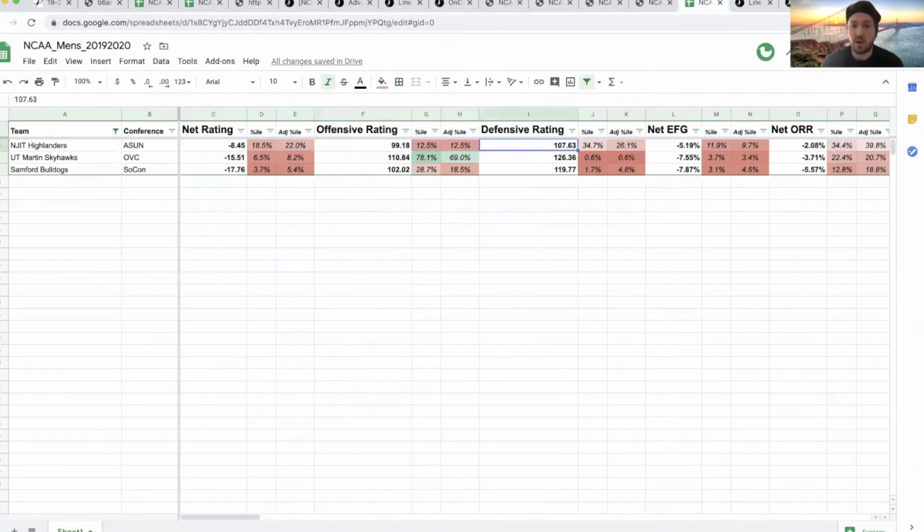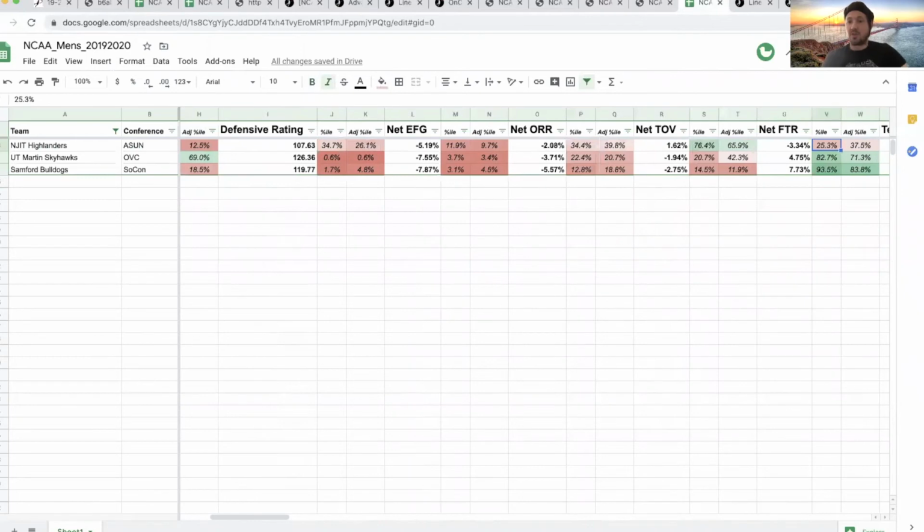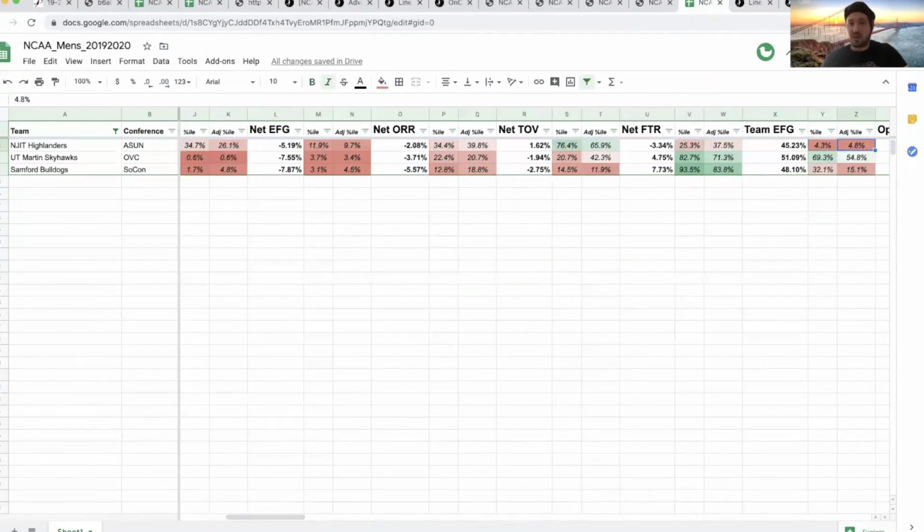So this is where being able to go in and say, okay, maybe this is not as stark in terms of net EFG, but this team does a couple things well. Is this sustainable? And do we expect that they're going to be improving from last year?